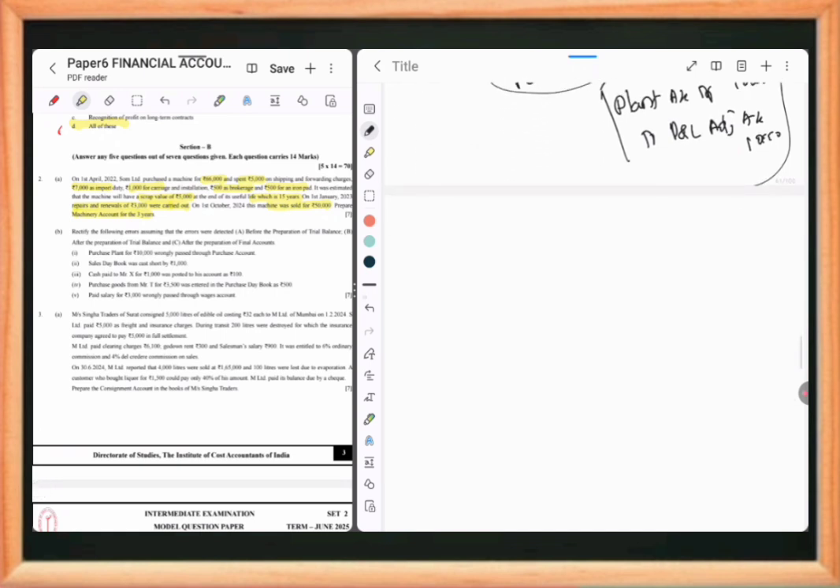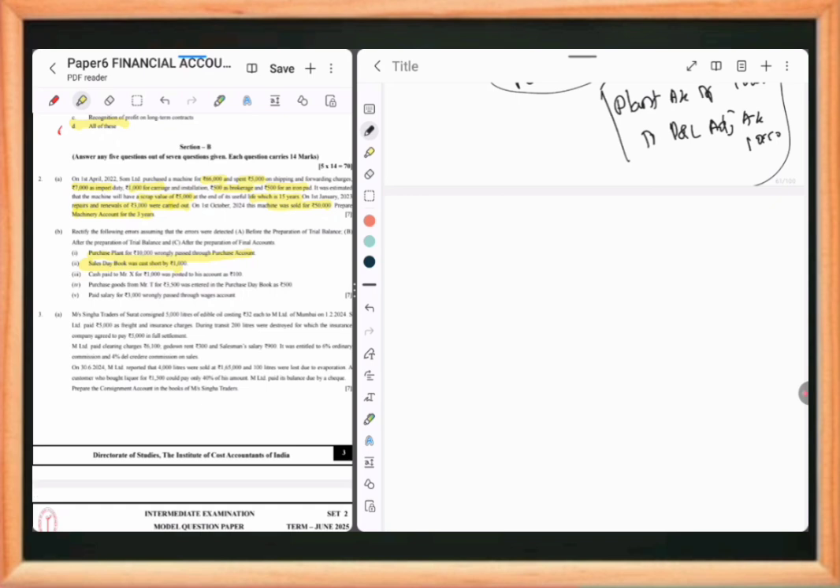Space is insufficient, okay, next one is: the sales day book was cast short by rupees 1,000. Sales day book was cast short, I mean undercast. Undercasting means, for example, actual sales may be 5,000, but instead of 5,000 we entered only 4,000 rupees.